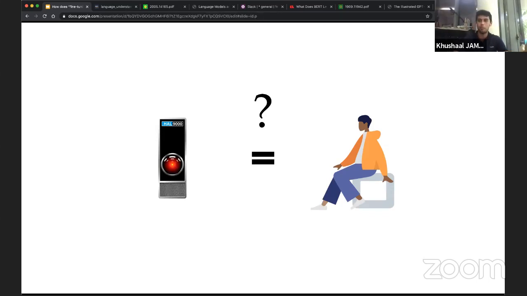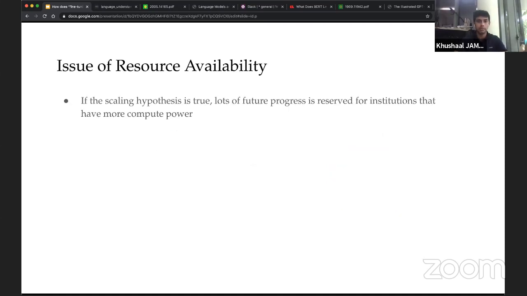So, what's next? What are the implications? If the scaling hypothesis is true, what are the implications for us as NLP researchers for the direction of the field, in the short and medium term? I will touch on just one thing, which is the issue of resource availability. If the scaling hypothesis is true, then in order to create artificial general intelligence, we would have to expend a large amount of compute resources in order to scale up our models. And that is not something which is available to the vast majority of institutions.